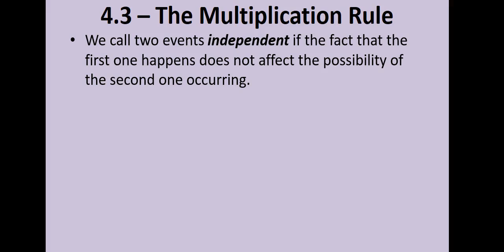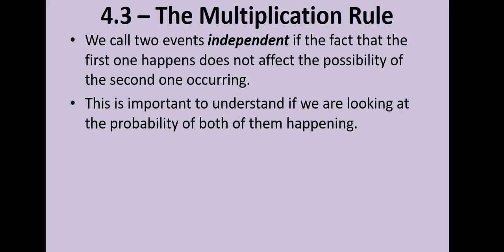We call two events independent if the fact that the first one happens does not affect the possibility of the second one occurring. Now, don't confuse this with mutually exclusive events. You can have mutually exclusive events, meaning that they don't happen at the same time, and they would be very dependent on one another. So when we talk about things being independent, they can happen at the same time. They might not, they might, it doesn't really matter. So whether something is independent is completely independent of whether it's mutually exclusive or not.